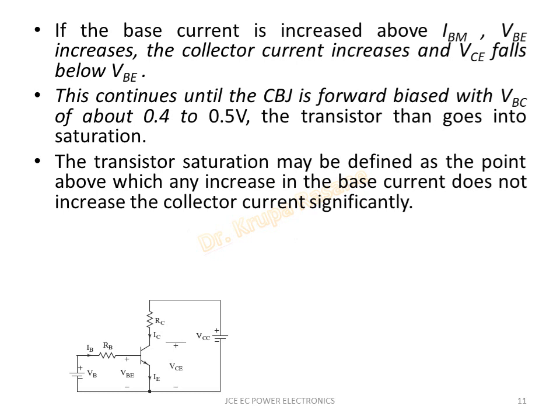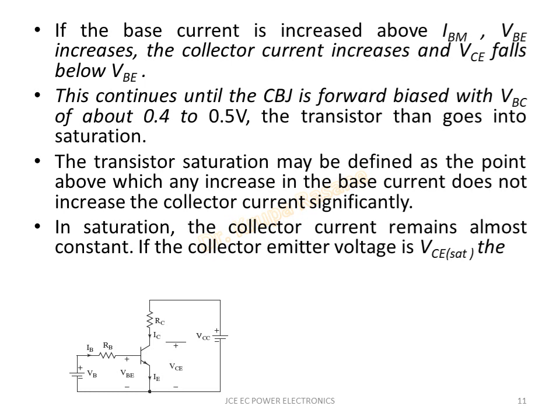So once it goes to saturation, if I try to increase the base current further, there is no significant increase in the collector current. So there is no real point to increase. But yet, beyond ICS, I try to increase the base current further to ensure that it remains in saturation. So in saturation, the collector current remains almost constant, and the collector emitter voltage in saturation we call VCE sat.